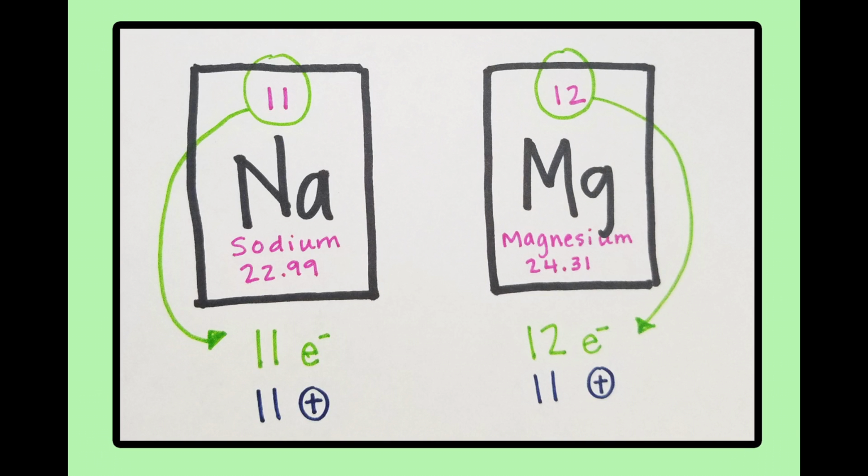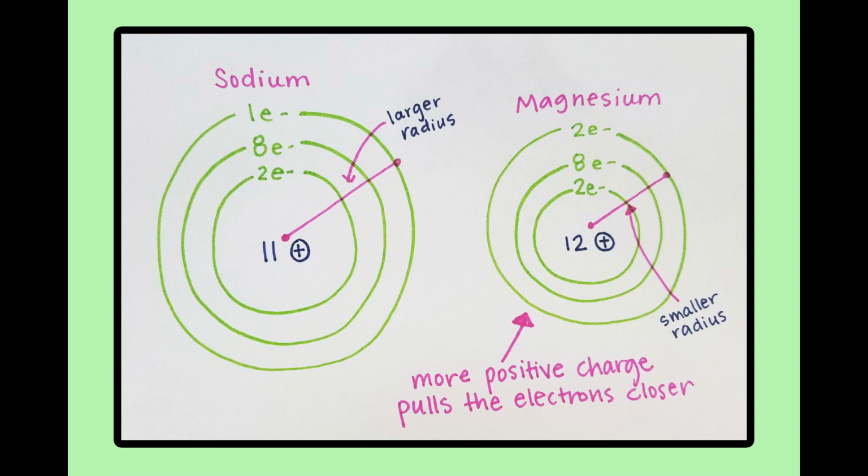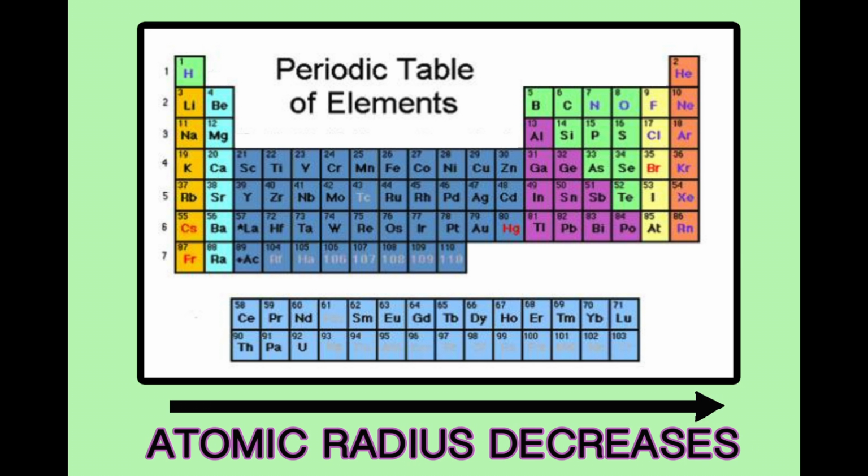Magnesium also has one more proton than sodium has. This means that magnesium has more positive charge in its nucleus, which pulls the negatively charged electrons closer to the nucleus, resulting in a smaller atomic radius. Therefore, as you move from left to right on the periodic table, atomic radius decreases.